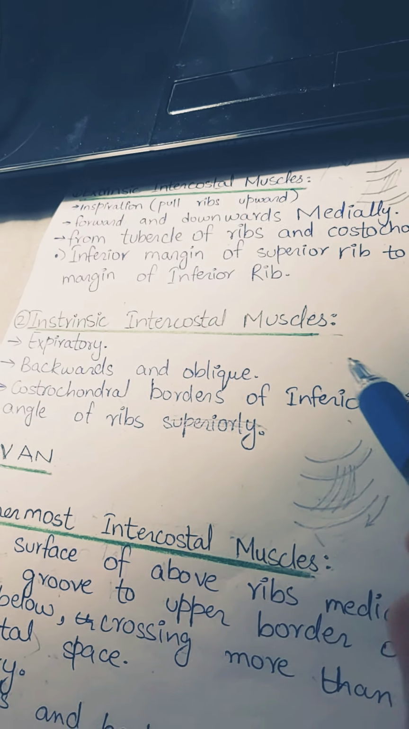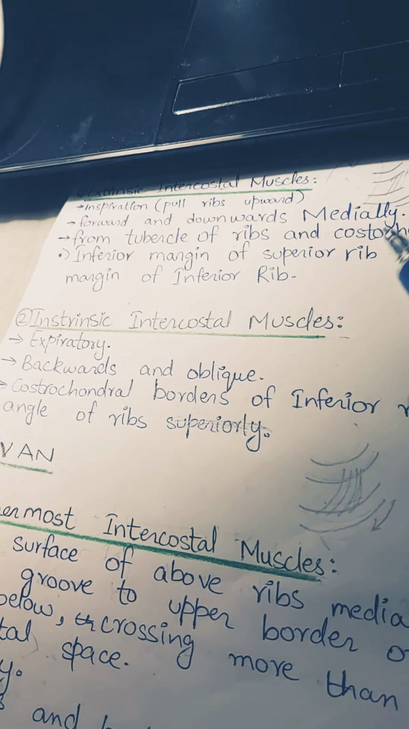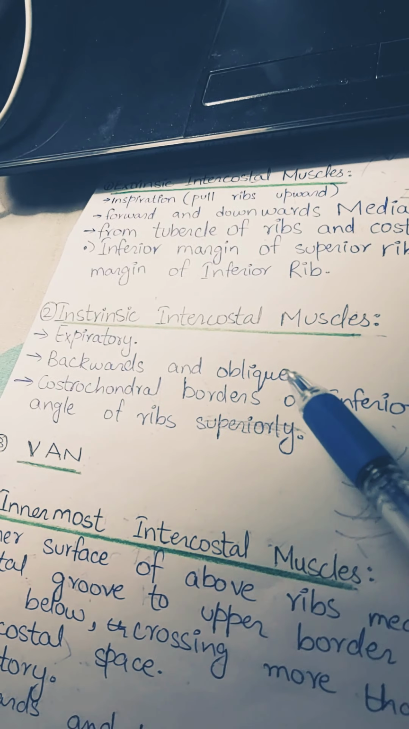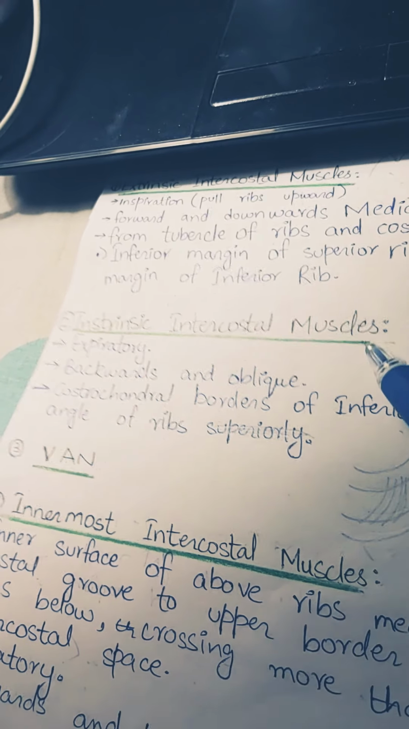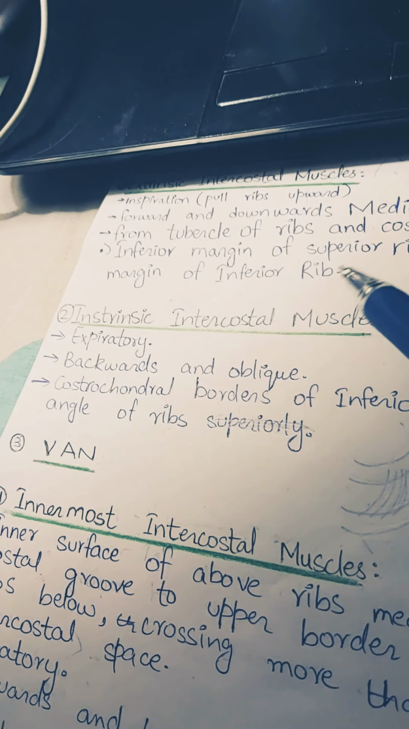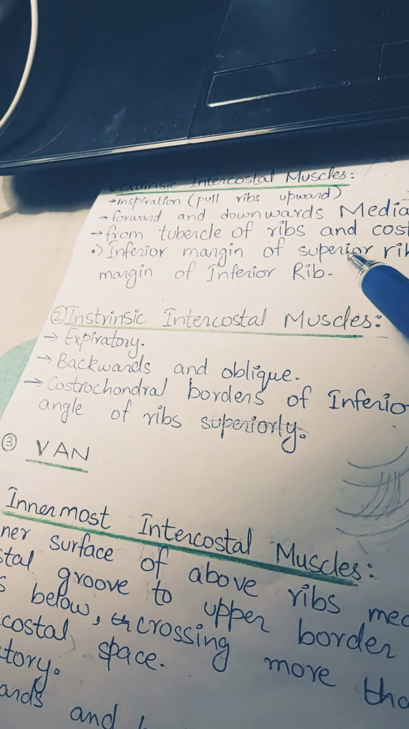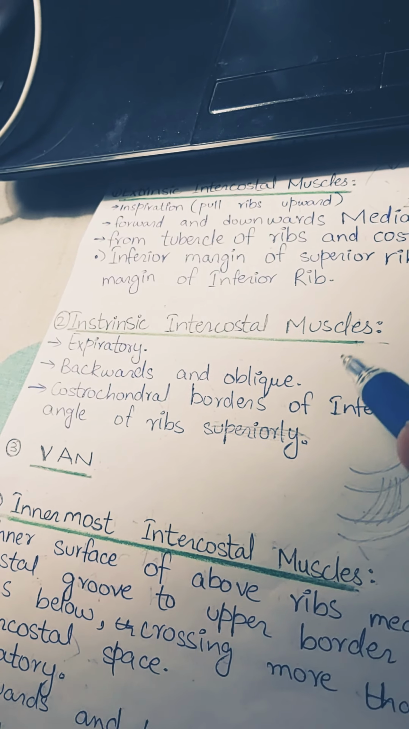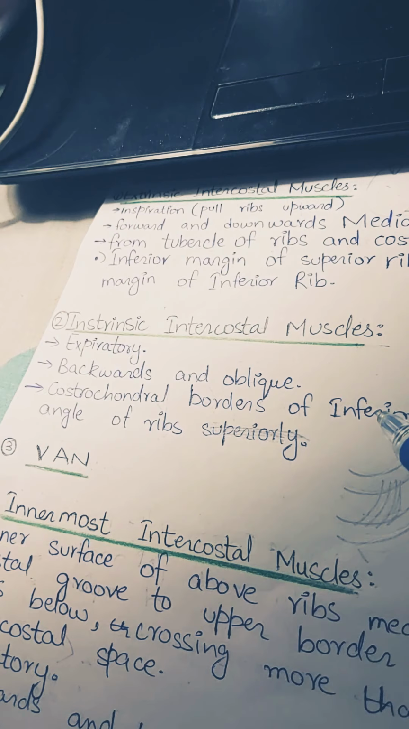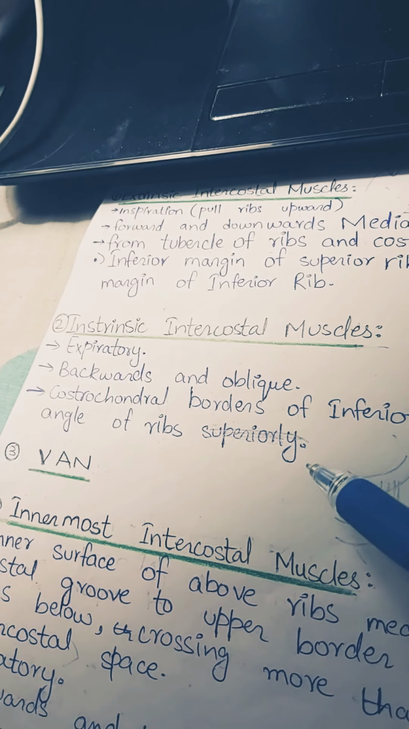But if we need to push the air out after quiet exhalation, that is called your forced expiration. That happens with the contraction of your internal intercostal muscles and innermost intercostal muscles. Internal intercostal muscles run opposite to the external intercostal muscles. They start from the costal angle or the costal groove of the rib above, and then they terminate in the superior border of the ribs below.